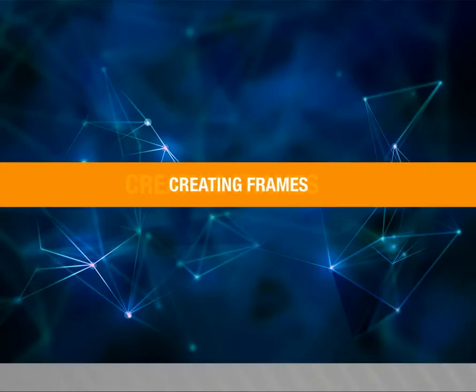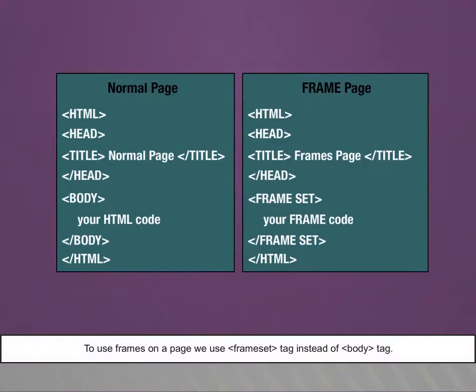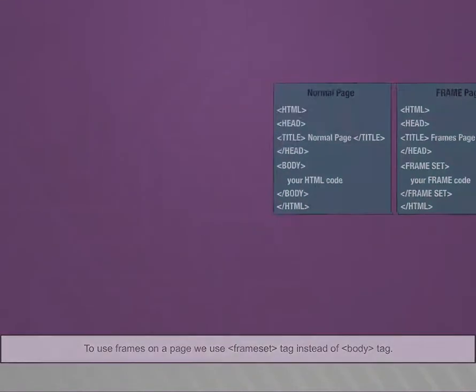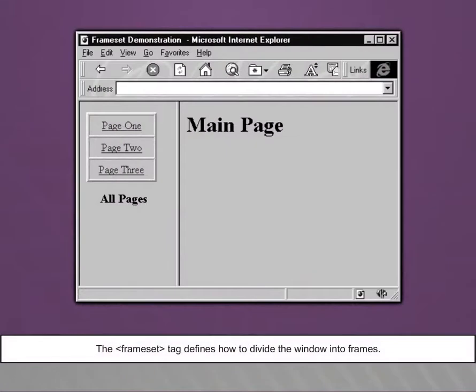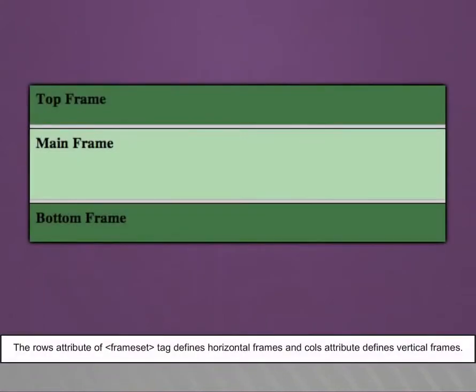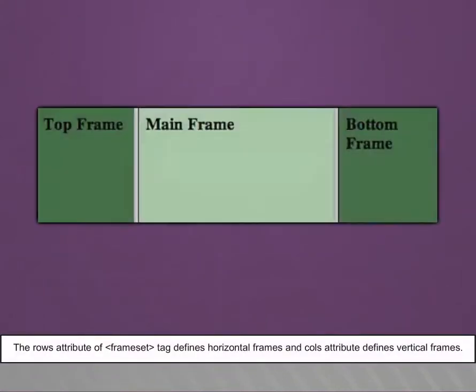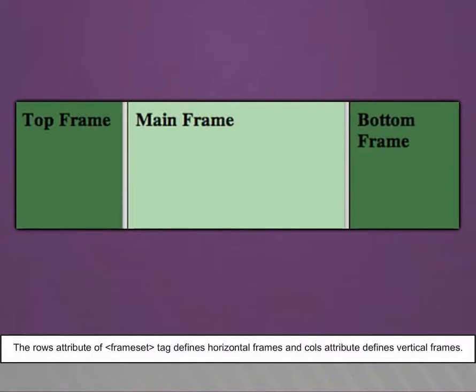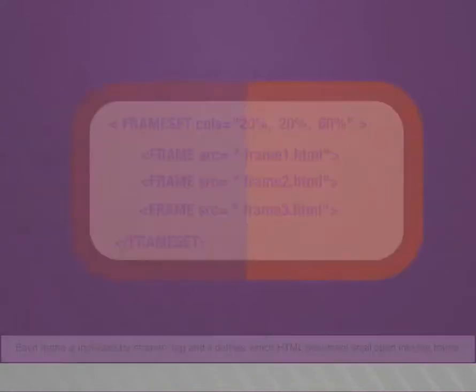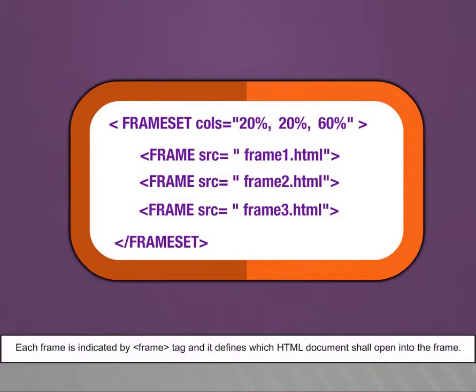Creating frames. In this video, we are going to see about creating frames. To use frames on a page, we use the frameset tag instead of the body tag. The frameset tag defines how to divide the window into frames. The rows attribute of the frameset tag defines horizontal frames and the cols attribute defines vertical frames. Each frame is indicated by the frame tag and it defines which HTML document shall open into the frame.